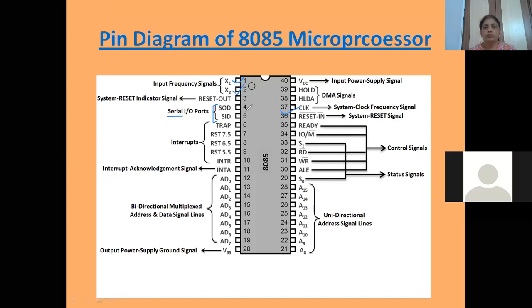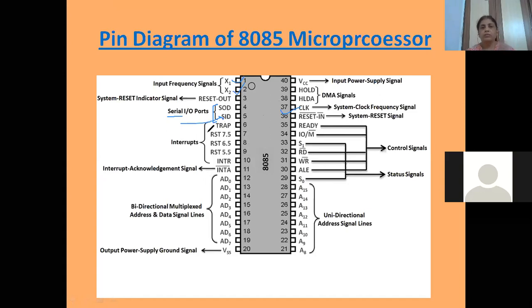SOD and SID pins, these two pins are used for serial communication. The SOD pin is used to transfer data from the microprocessor to a peripheral. In this case, the data is available in the accumulator register, and serially, bit by bit from the D7 bit of the accumulator, it is transferred to the SOD pin with the help of the SIM instruction, and from this SOD pin it is available to the peripheral. In the same way, a peripheral can transfer data to the SID pin, and from this SID pin it is transferred to the microprocessor, where it goes again to the D7 bit of the accumulator with the help of the RIM instruction.